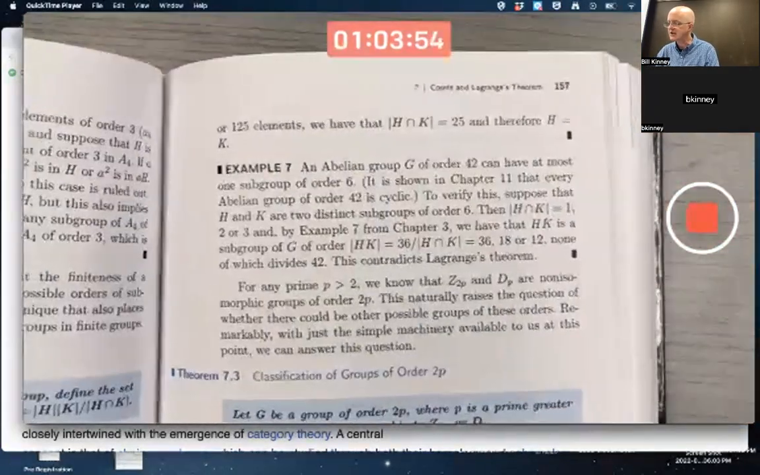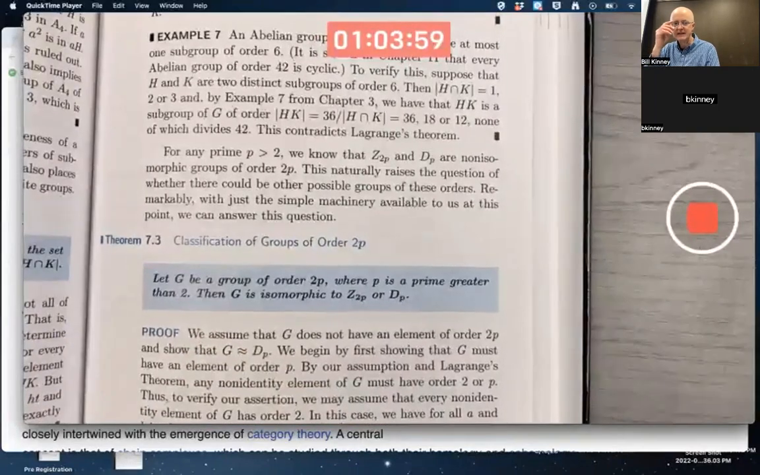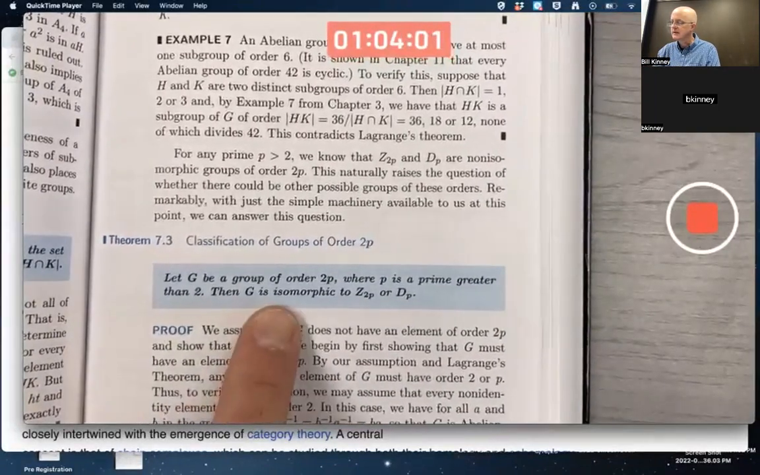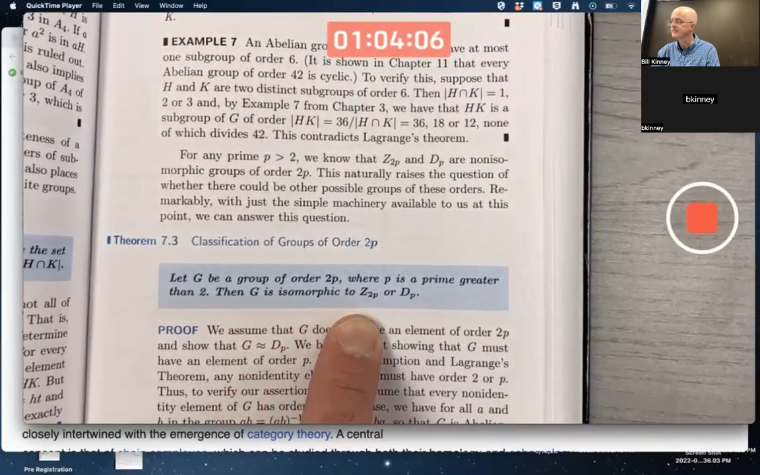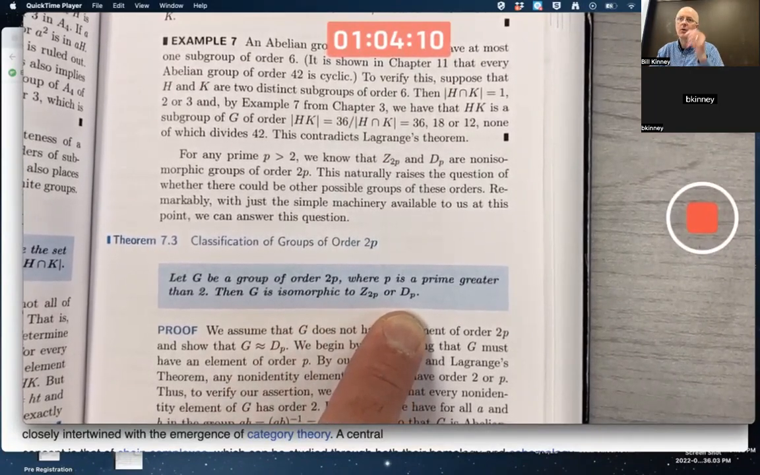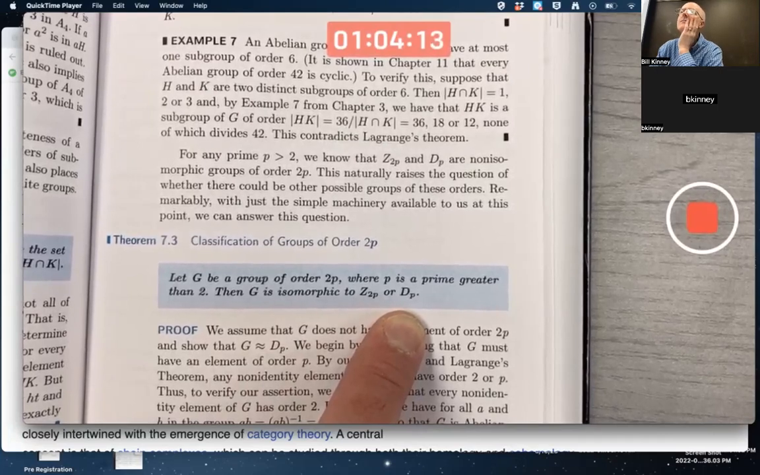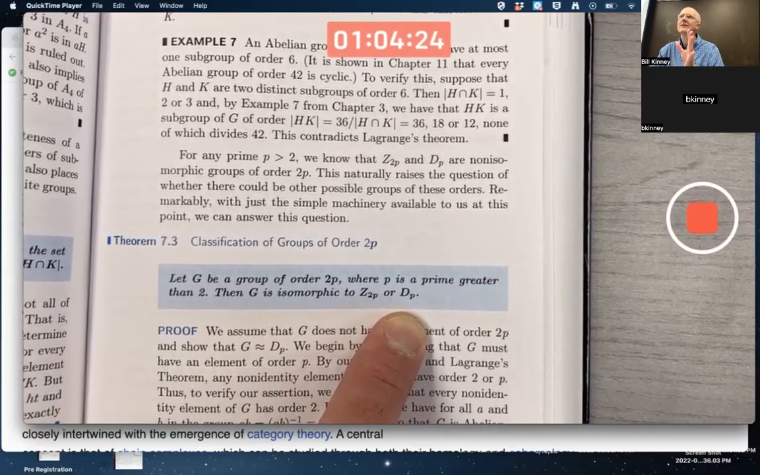Our next classification theorem is this one. Let G be a group of order 2p where p is a prime greater than 2. Then G is either isomorphic to Z2p or Dp. In other words, it's either cyclic or it's isomorphic to a dihedral group of order 2p. We only put a subscript of p there because this is referring to symmetries of a regular p-gon. A regular 5-gon would be a regular pentagon. A 3-gon, of course, would be an equilateral triangle.